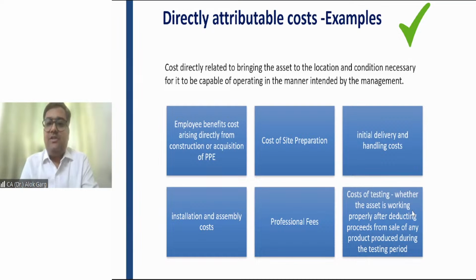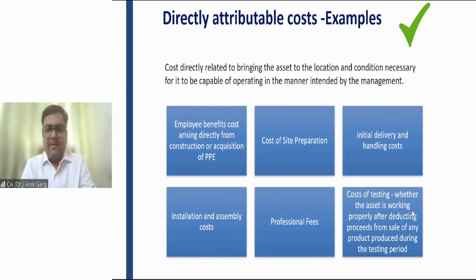Tanisha has one question. Sir, when we recognize the amount of dismantling in the cost of PPE, then we calculate the depreciation on such cost also. Then why charge interest cost separately in the P&L? Isn't it a double recognition of the cost on one item itself?